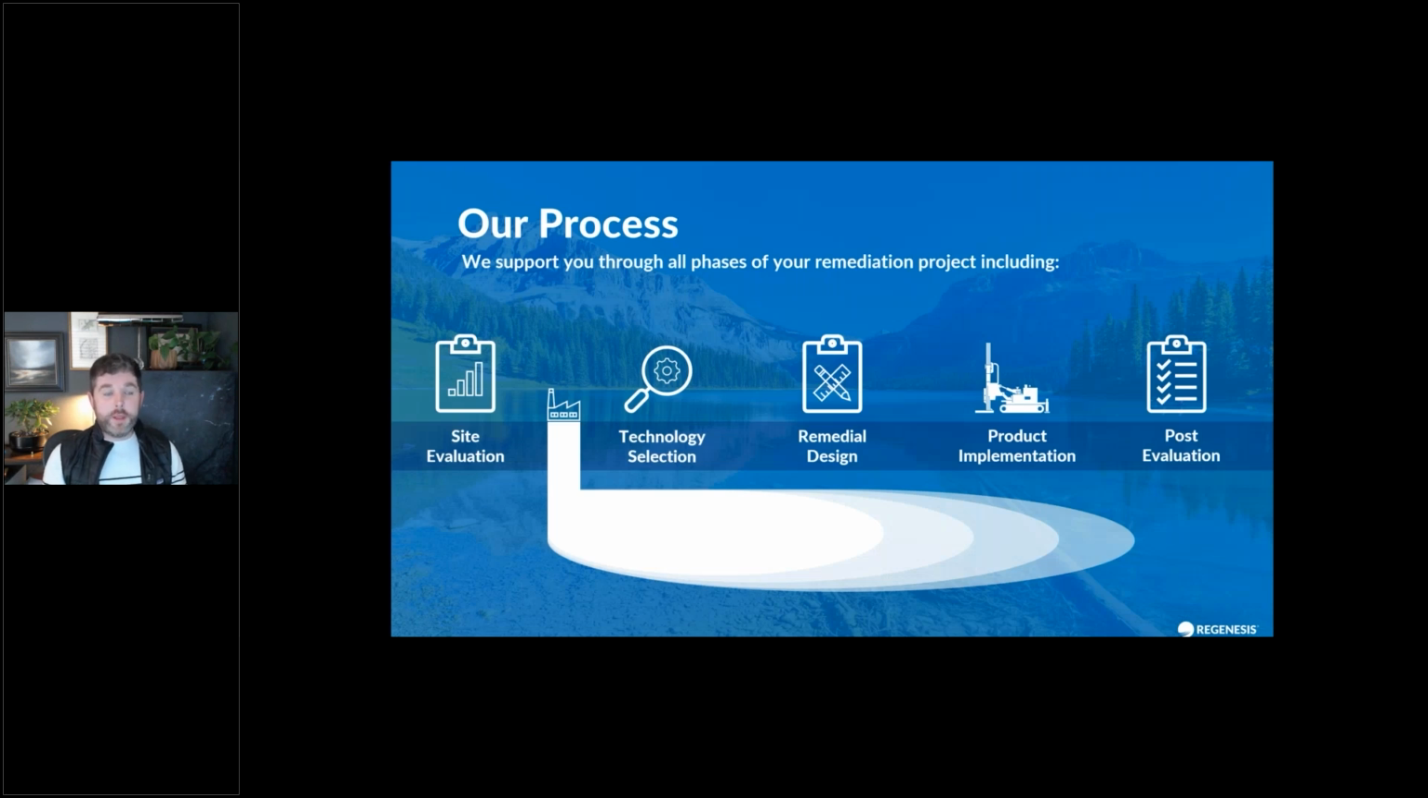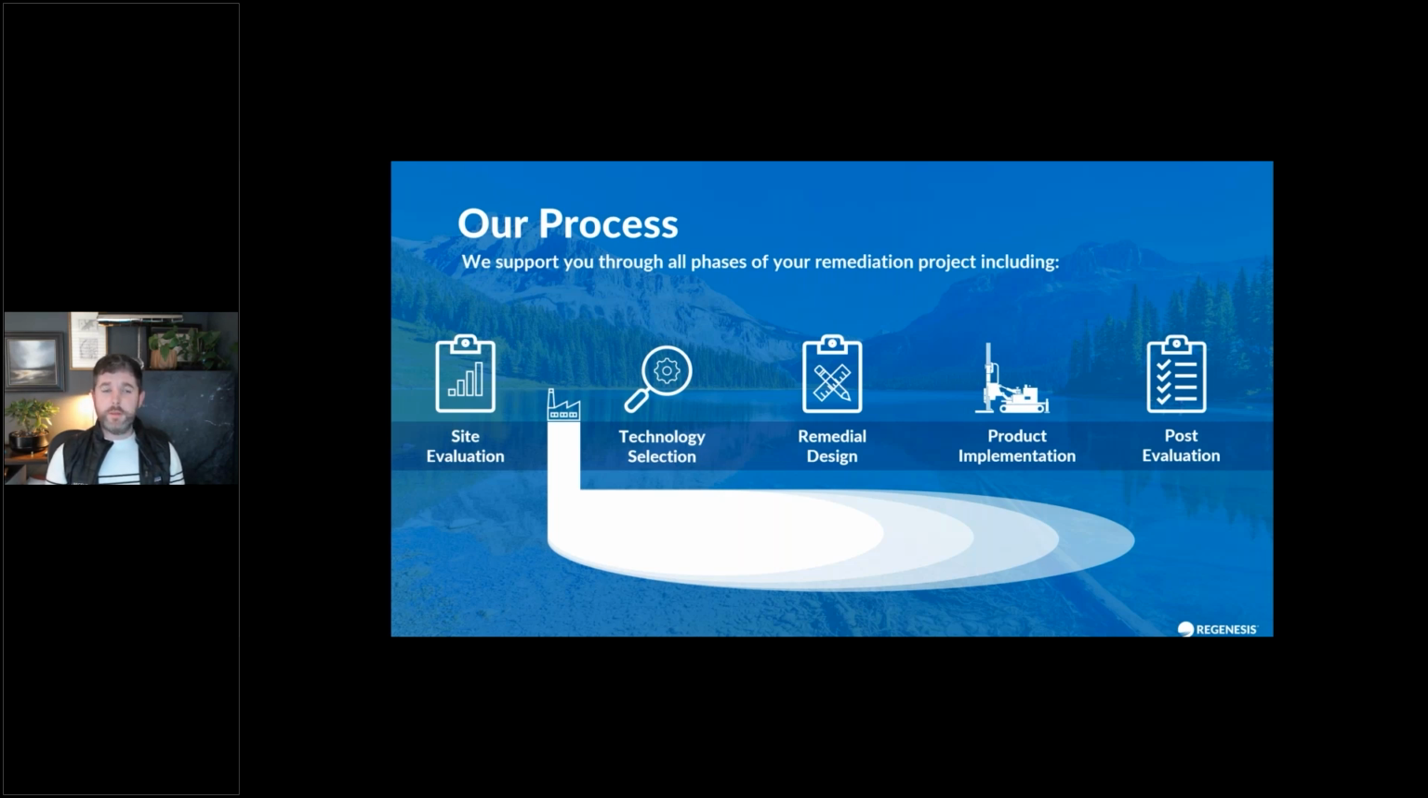So broadly speaking, this is our process. I'm here to talk about the site evaluation phase. I will then be handing over to my colleague Jim, who will talk about the technology selection and remediation design elements. And then finally, Sarah will talk about the product implementation phase.